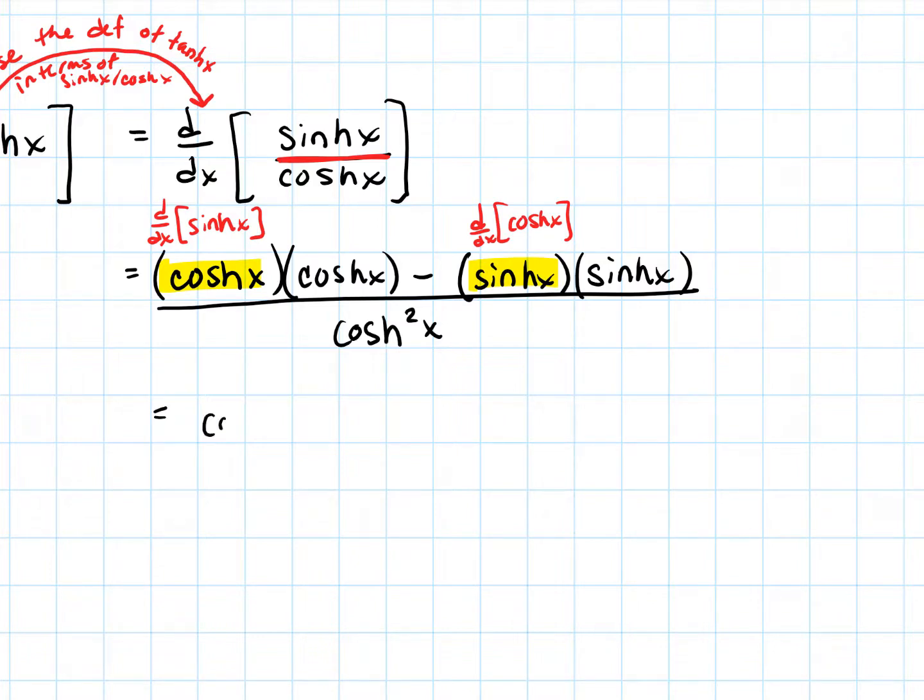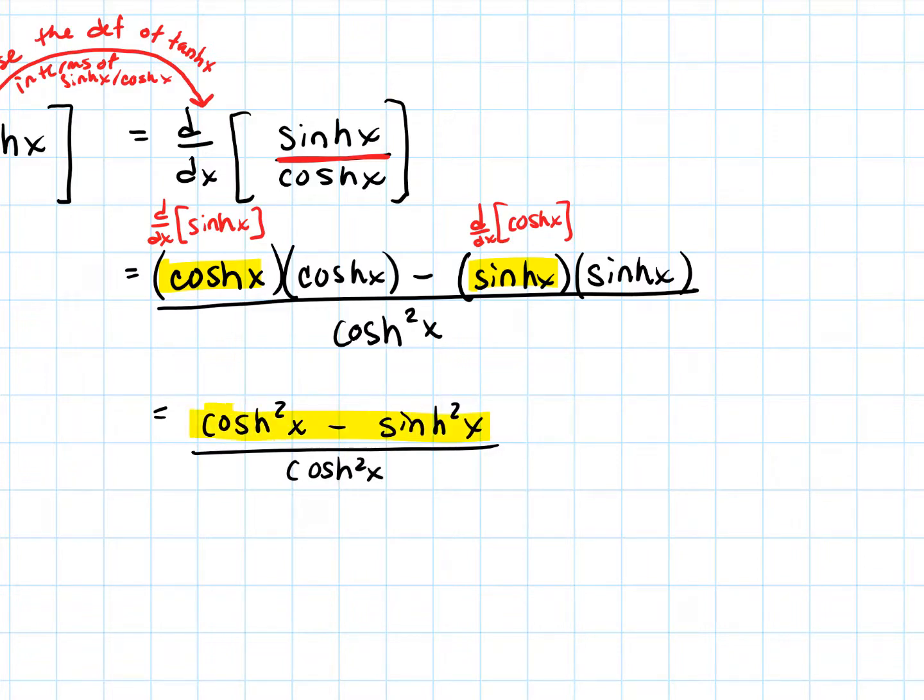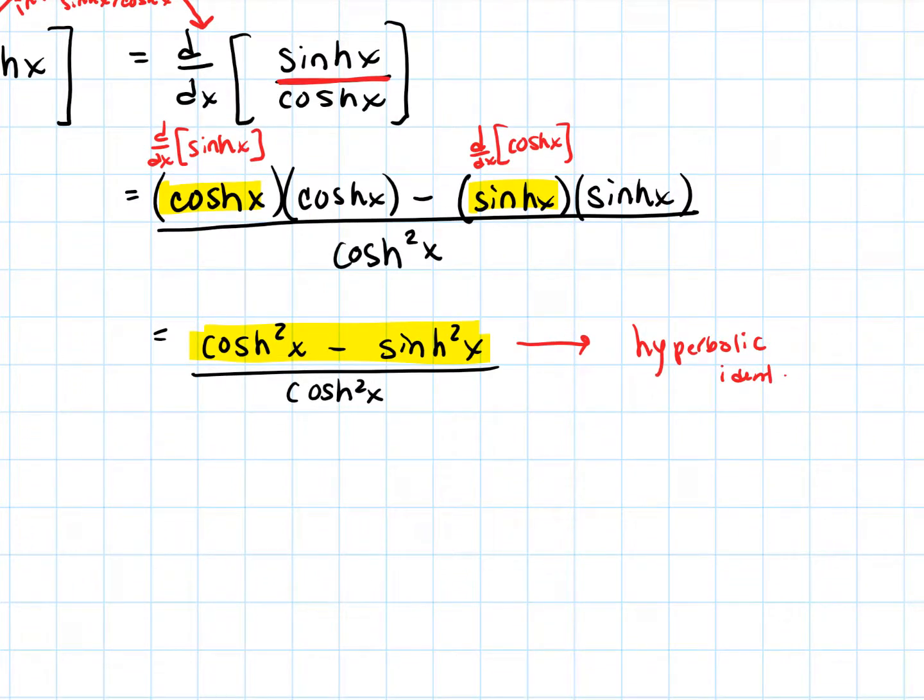All right, so we end up with the hyperbolic cosine squared minus the hyperbolic sine squared all over the hyperbolic cosine squared. But this is a hyperbolic identity. Hyperbolic cosine squared minus hyperbolic sine squared is simply 1. This is a hyperbolic one we proved. So this is just equal to 1 over the hyperbolic cosine squared, which is the hyperbolic secant squared. And there's our proof.